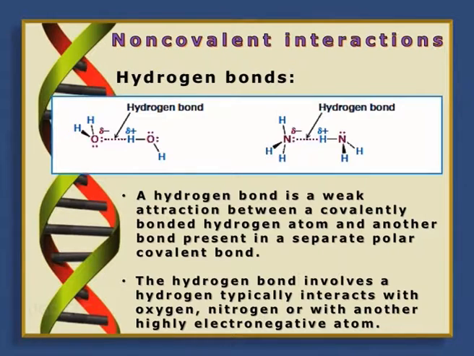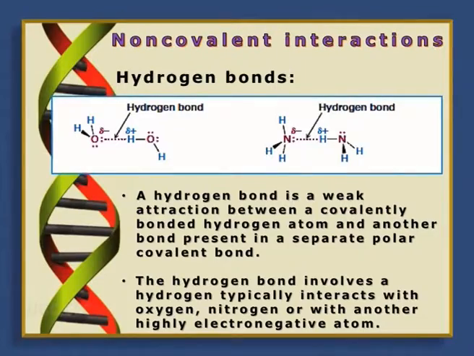Now let us understand more about the non-covalent interactions. Where do they occur? They are also found in nucleic acids. Again, they can be divided into three main types. In this slide, I have only shown the hydrogen bond. The other two I will be covering in the other slides.